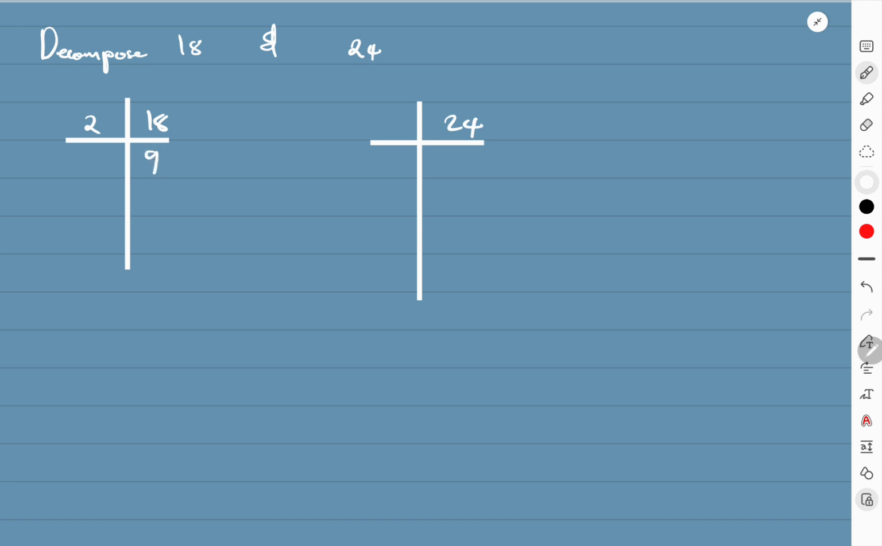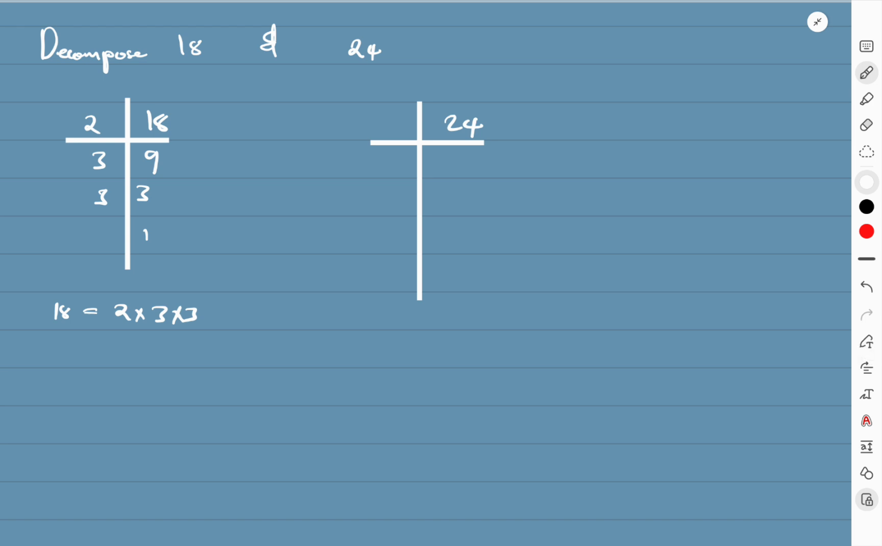How many times can it go? It goes 9 times. I'm going to have a 3. How many times can it go? It goes 3 times. I'm going to have a 3, which goes once, right? So 18 is the same as 2 times 3 times 3 in terms of its prime numbers. I'm going to go to the 24.